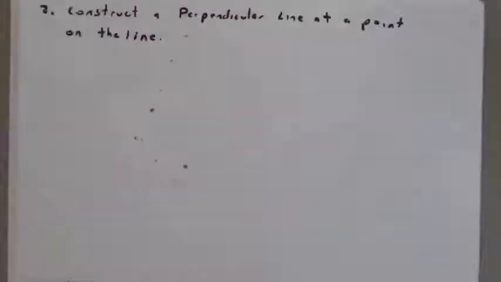Here we go. So we have to construct a perpendicular line at a point on the line itself. Okay, so we need point A.